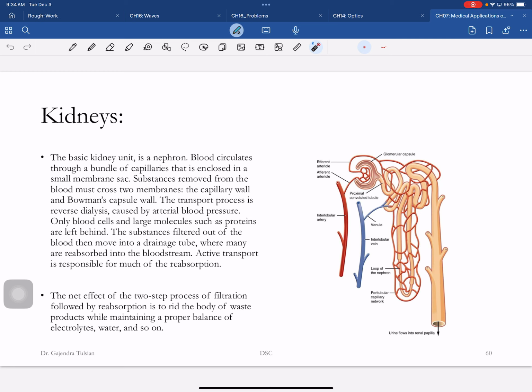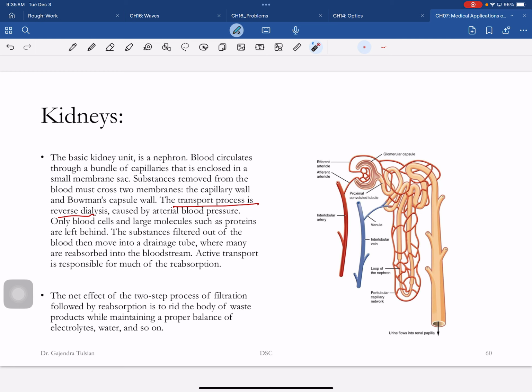Okay. And the transport process is reverse dialysis. What does that mean? So the concentration of toxins in the blood is lower than in the kidneys, in the nephrons. So you have to use pressure to move the waste products from the blood, higher pressure, which is arterial pressure, to move the waste products from the capillaries into the nephron. Okay, so you're using reverse dialysis.